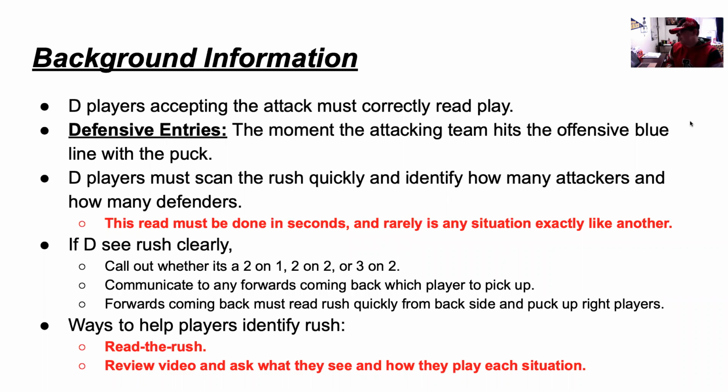So some background information about it is D players accepting the attack must correctly read the play. And defensive entries are the moment the attacking team hits the offensive blue line with the puck. So what this means, where our offensive zone is when they're coming out of their own blue line, that's when they're hitting. That's when they're using their defensive entries. And coming in our blue line, hitting our blue line, that's the defensive entry.